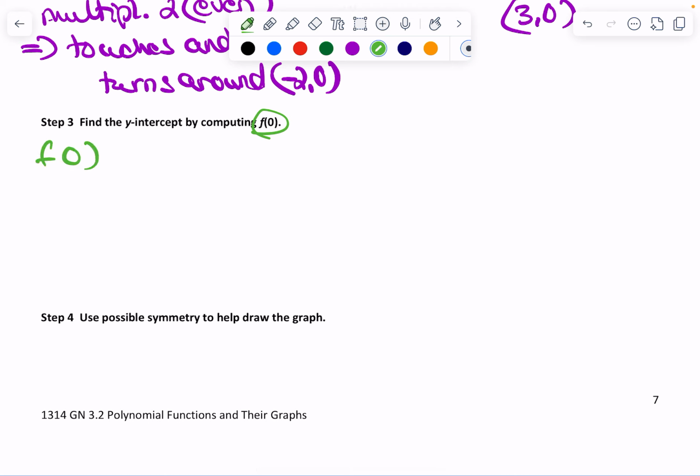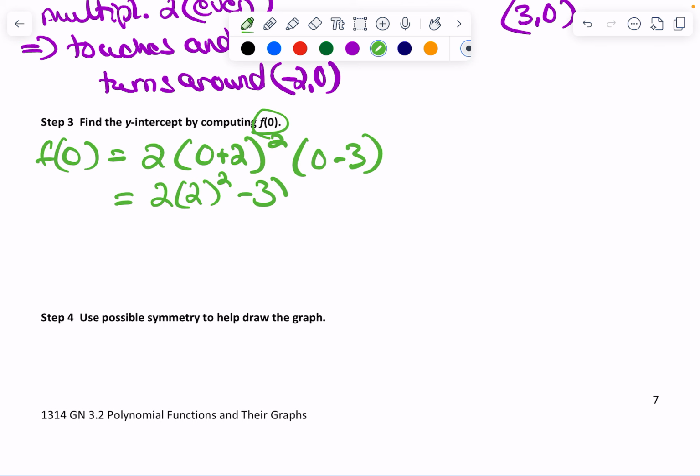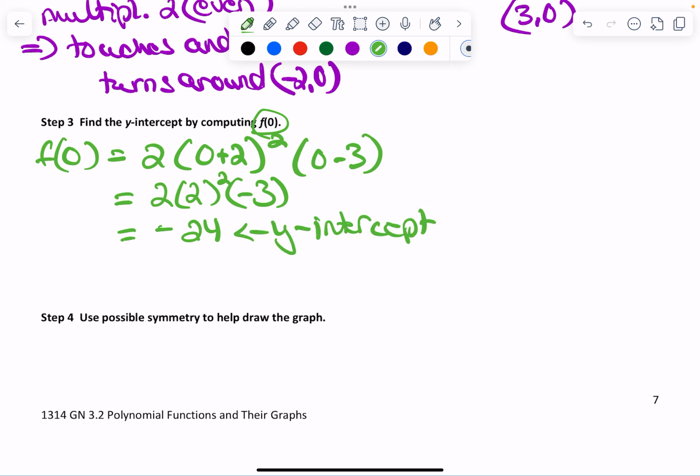So we're plugging in 0 where we have x. So 2 times (0 plus 2) squared, times (0 minus 3). Okay, so 2 squared times negative 3. Well, we have a negative, so we know that this is going to be a negative. 2 times 4 is 8, times negative 3 is negative 24. So this is our y-intercept. So it's (0, -24).